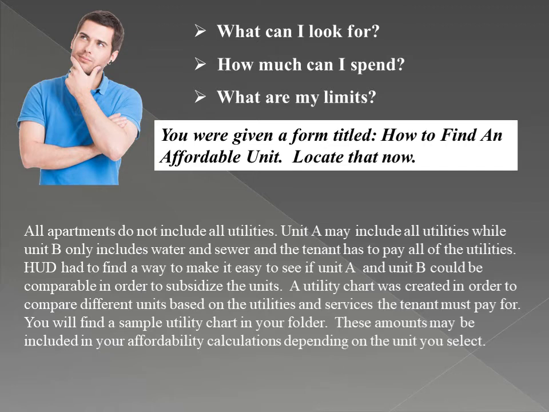All apartments do not include all utilities. For example, Unit A may include all utilities, while Unit B only includes water and sewer. HUD had to find a way to make it easy to see if Unit A and Unit B could be comparable in order to subsidize the units. They created a utility chart in order to compare the different units based on the utilities and services that the tenant must pay for. You'll find a sample utility chart in your folder. These amounts may be included in your affordability calculation, depending on the unit you select.